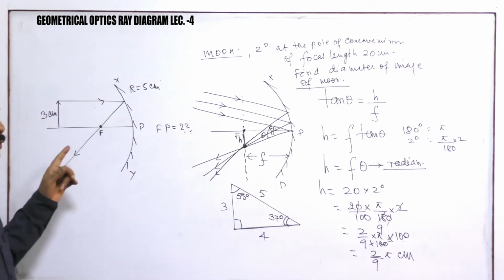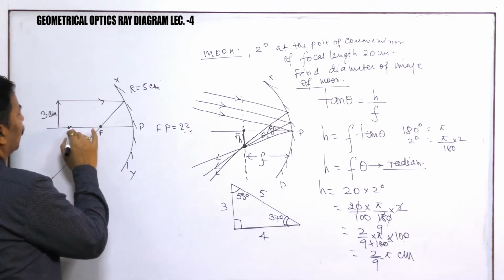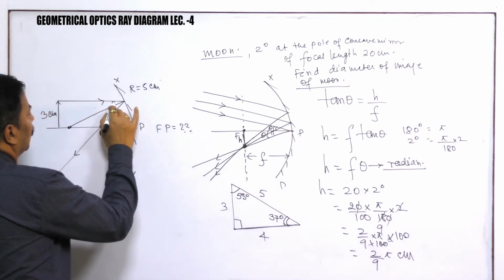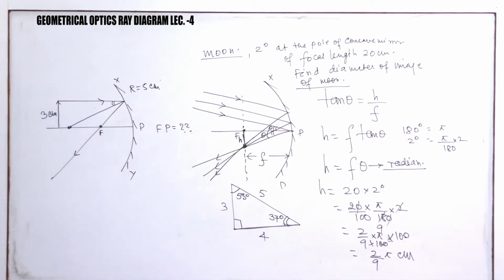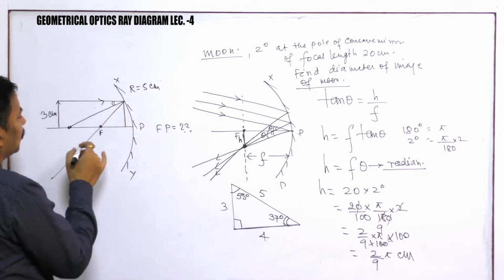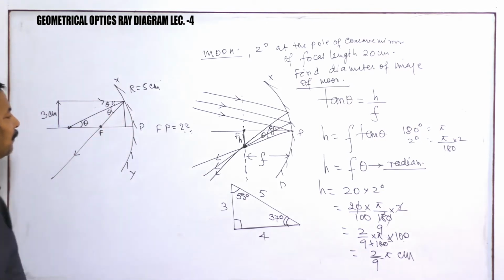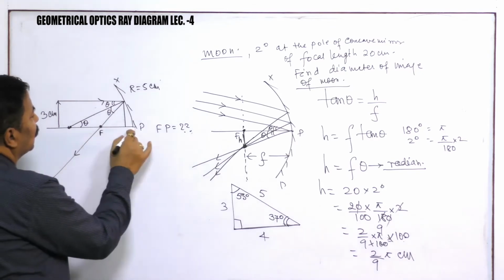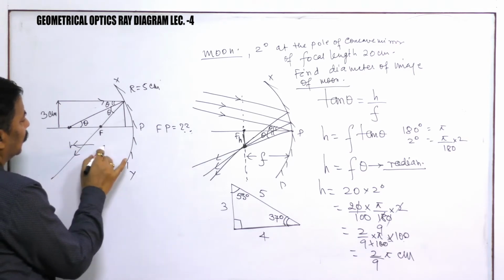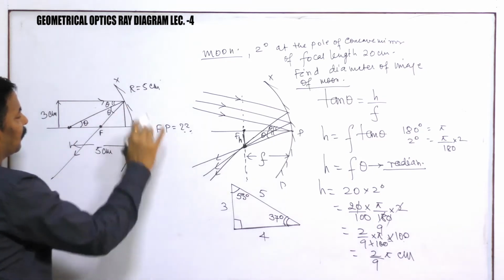Now again you cannot use F is equal to R by 2, because if this is the center of curvature, 5 centimeter, then here you see theta is not small, and here you see this is theta, this is theta, this is theta. So this distance, if we want to find here to here, this is your 5 centimeter. Why? It is the radius of curvature.